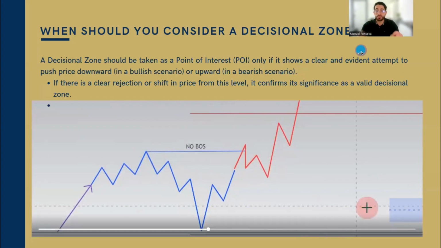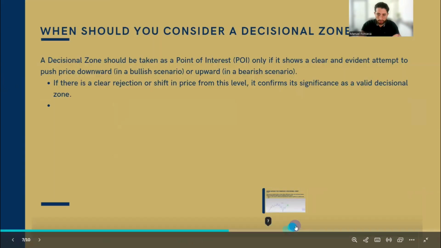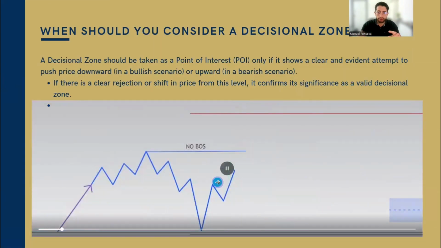We need to see a clear and evident attempt of price pushing down in a bullish scenario. This is a bullish scenario, I'm just going to stick with this. If there is a clear rejection or shift in the price from the level, it confirms that it is a valid decisional zone. What happened here? Look, oh my gosh, no, wait, I just wanted to go back in the video. Perfect. In the video, let's pay attention.